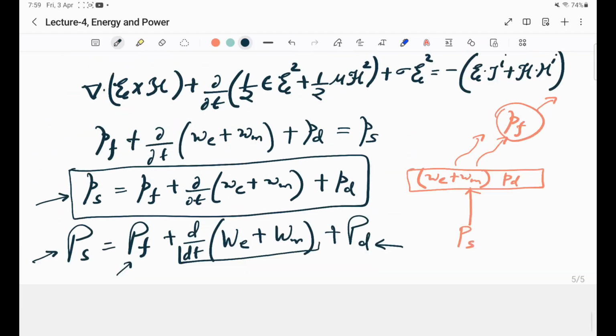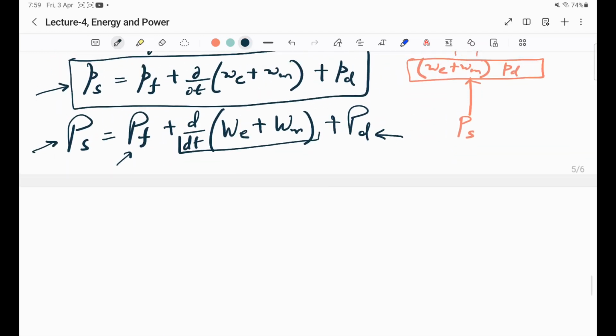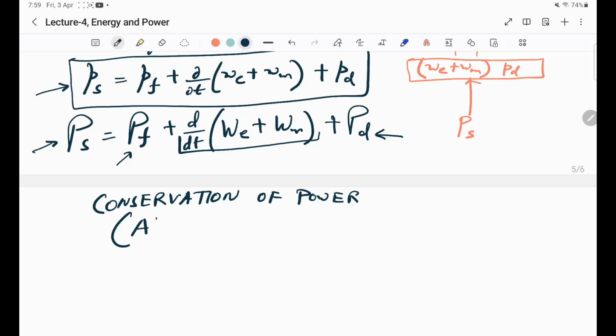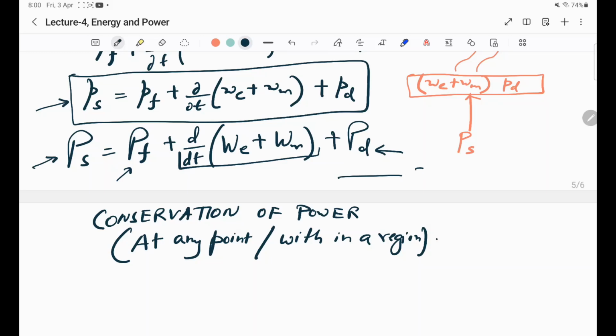Okay, so this particular equation is called conservation of power at any point or within a region. Let me call this equation number 3. So equation 3 is conservation of power at any point or within a region.